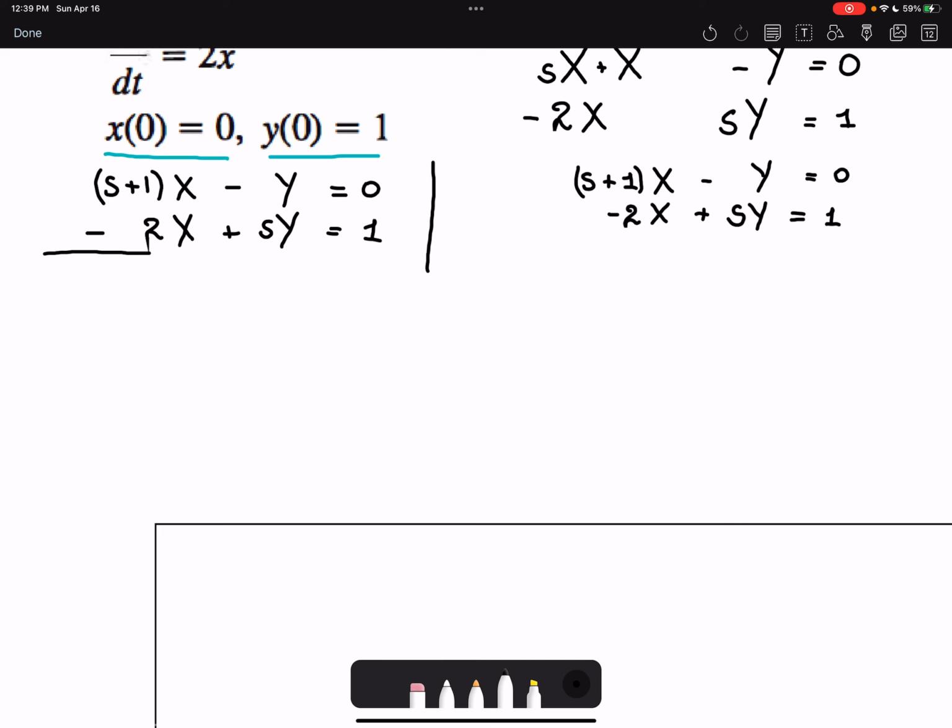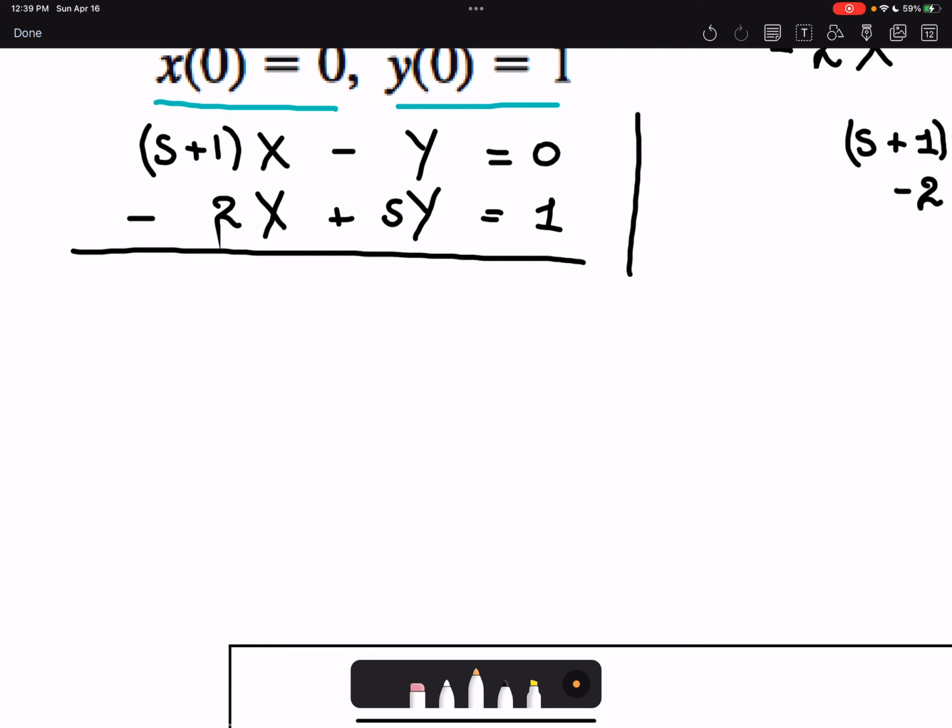Now, I am gonna try to eliminate either the x or the y's. So to eliminate the x, I need to multiply this top part by 2, but I can't just do it to one side of the equation. I gotta do it to both sides, otherwise I'm changing the equality. And then here, let me write this like this. Here I need to multiply it by s plus 1.